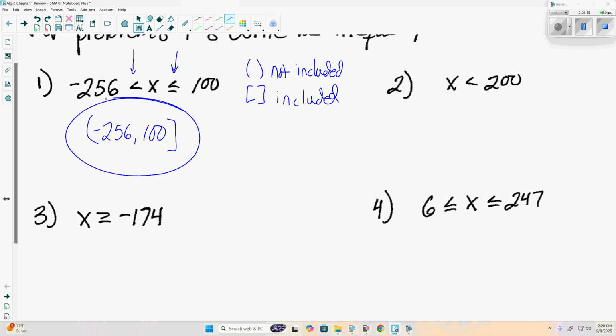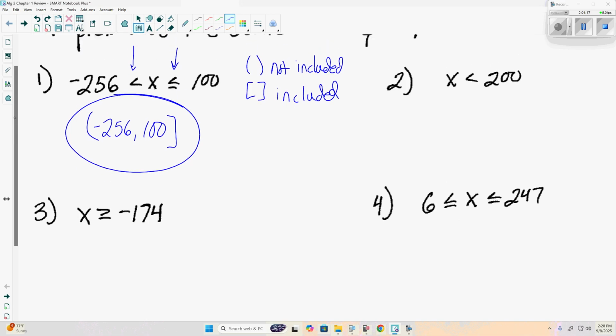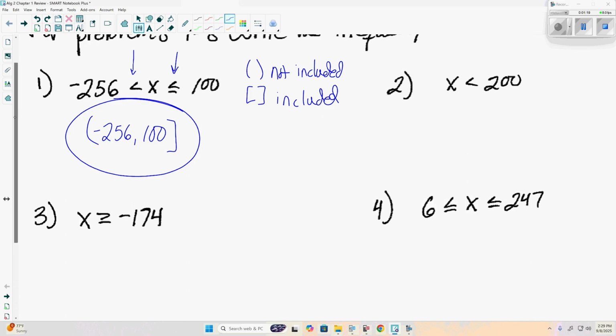Number 3. Well, let's do number 2. X is less than 200. How many endpoints do we have listed? 1. Because we just have the 200, yes? If we only have 1 endpoint, it means it's either going to infinity or negative infinity. It's going in one of the 2 directions. So 200 is one of the 2 endpoints.